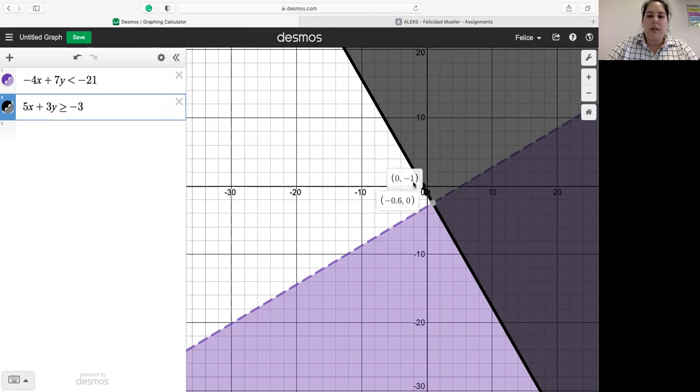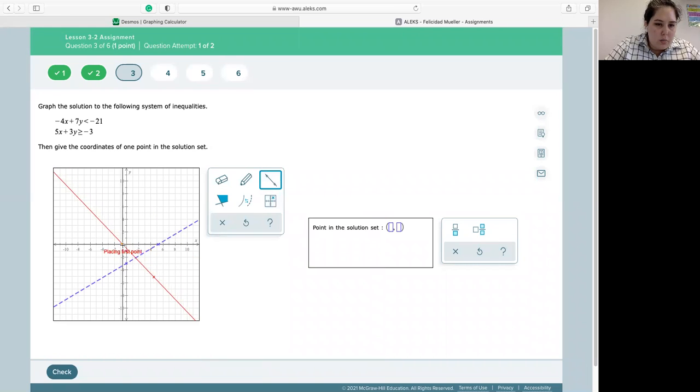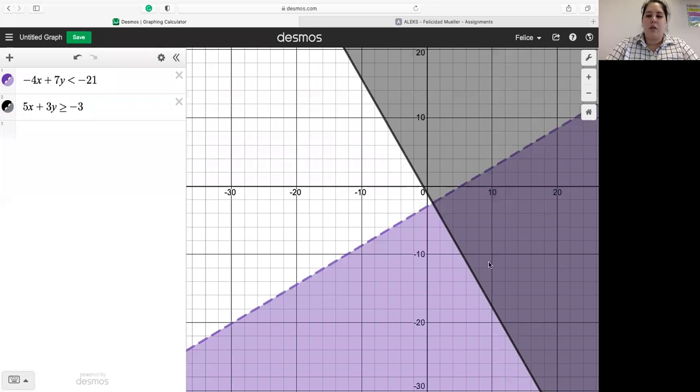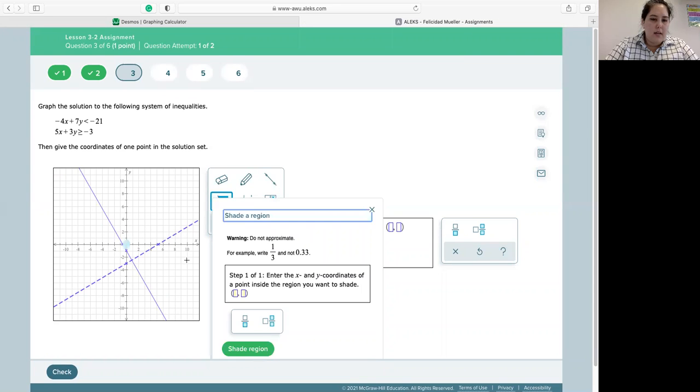So I'm going to do 0, negative 1, and negative 0.60. 0, negative 1, plot point. Negative 0.6, comma 0, plot point. And then draw my line. And so that is a solid line. So now we're going to look for the double shaded region, which is going to be this region here. So we're going to shade that.